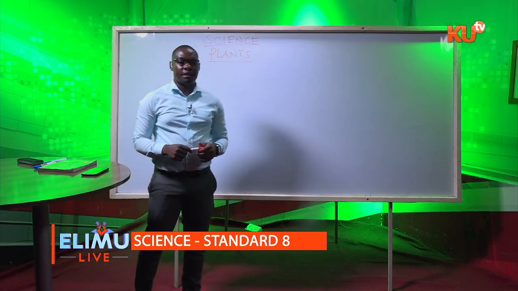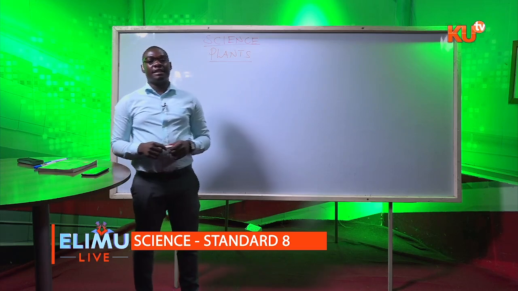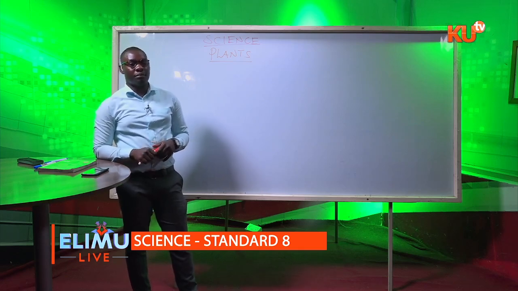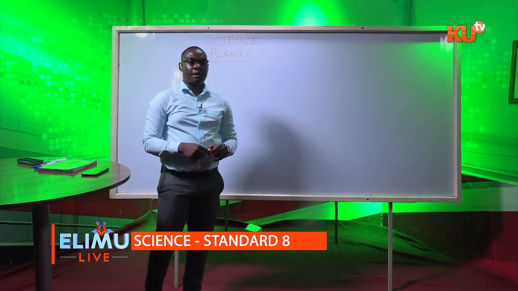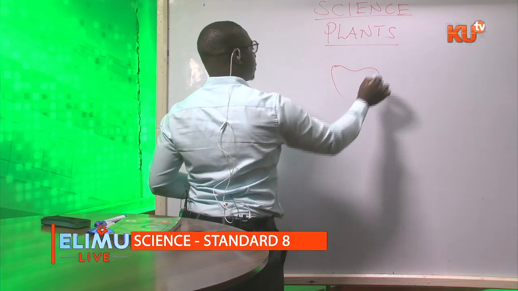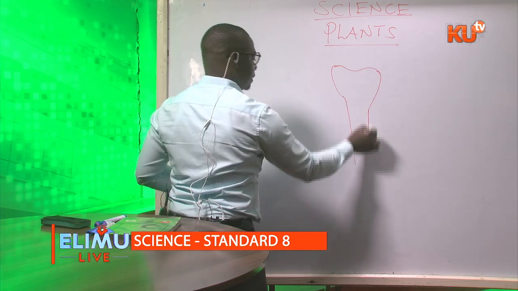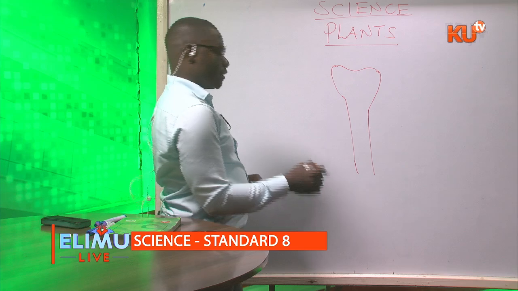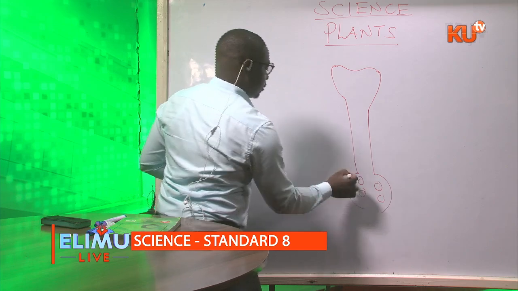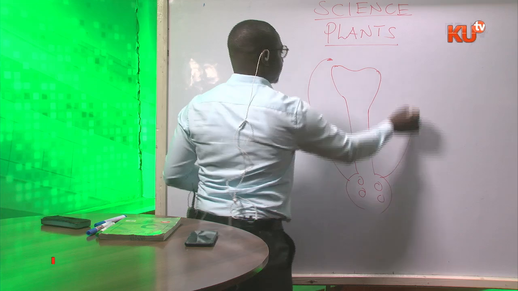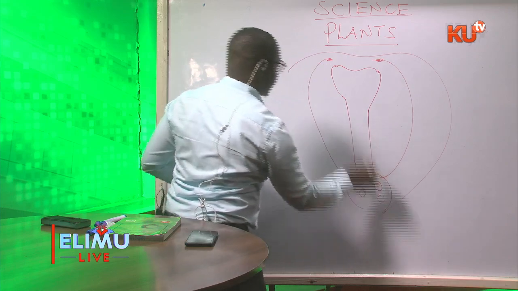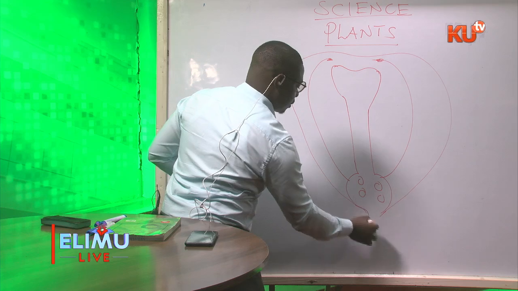So we start by defining reproduction, that is the giving rise to new offsprings. In plants, the offsprings will be given rise through the flower, which is the reproductive part. So I want to draw a diagram to represent a flower, and then we will be discussing the flower. I am drawing a diagram of a flower, and that is where our lesson will be based on for today.